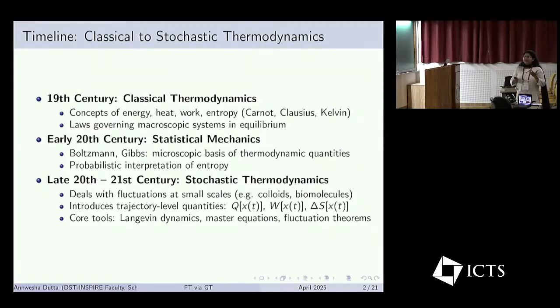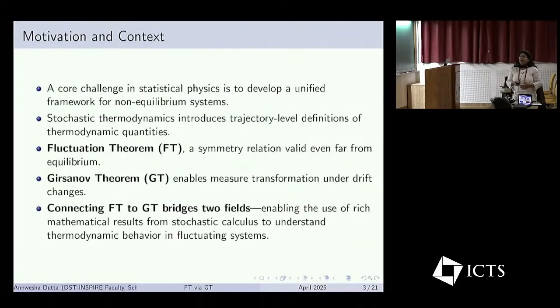So in this context, we introduce trajectory level quantities like heat, work, and entropy, and the main tools that we use are Langevin dynamics, master equations, and fluctuation theorems. Now, a core challenge in statistical physics is to develop a unified framework for non-equilibrium systems, and stochastic thermodynamics introduces trajectory level definitions of thermodynamic quantities.